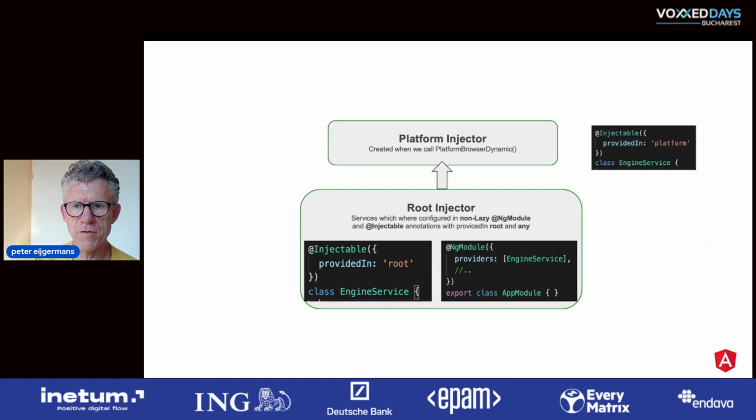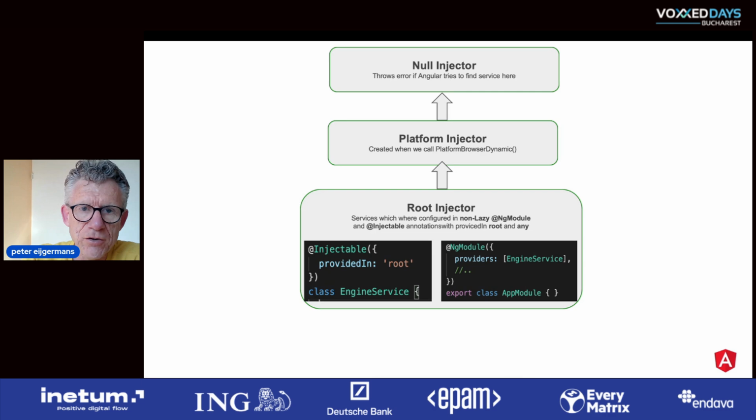You can also define a service via providedIn platform. So the service is available in the platform. You can use that when you have a single page application with multiple applications on one page. So there you can provide services via the platform injector. The null injector throws an error if Angular cannot find any service here.